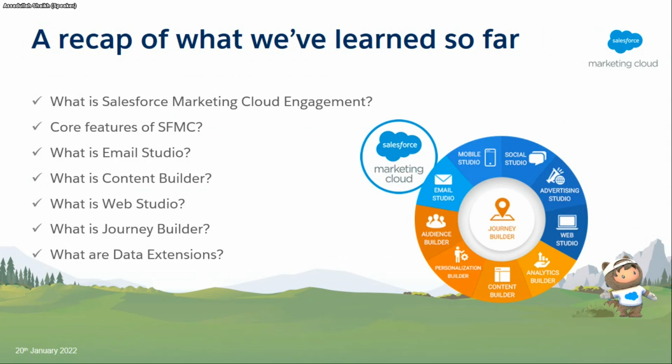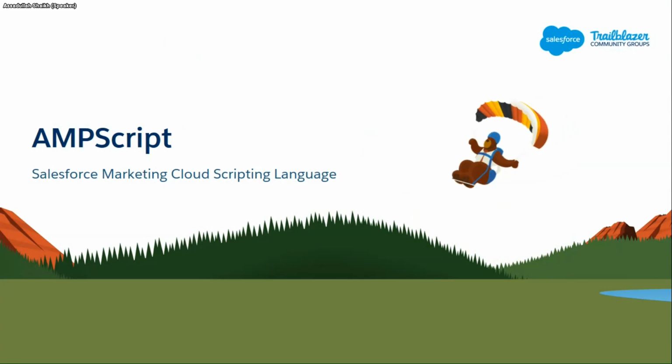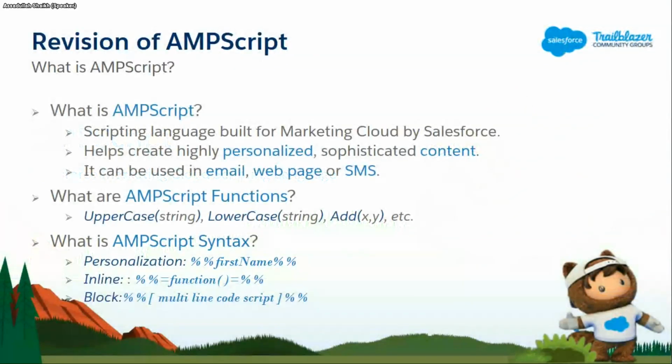And we have talked about data extensions previously. Just like in Salesforce we have custom objects, in Marketing Cloud we have data extensions. That is where we store the data. So in our last session, we mainly covered AMPscript. I just want to quickly revise what we covered in our fourth session.